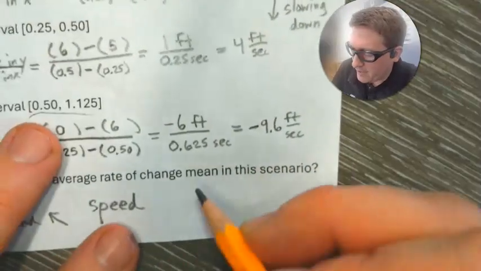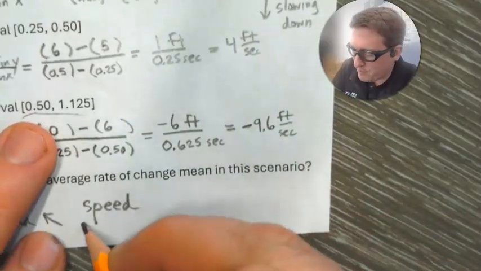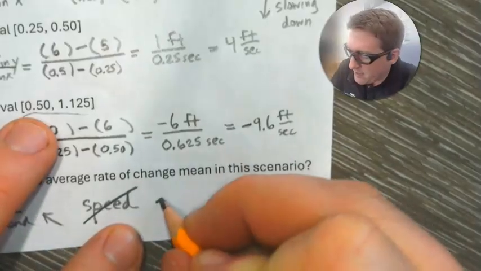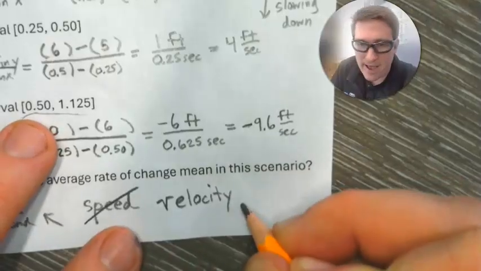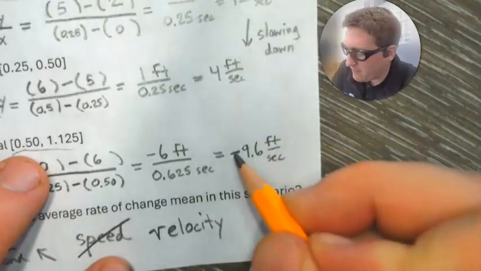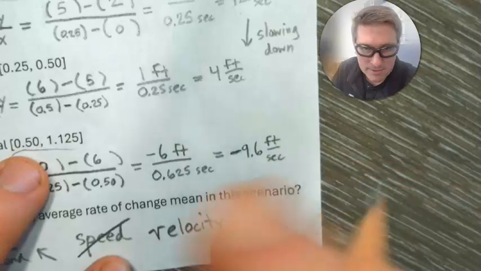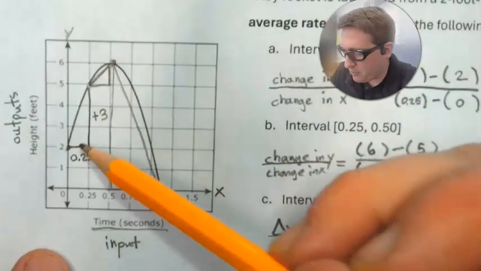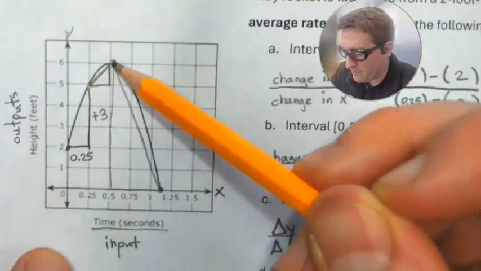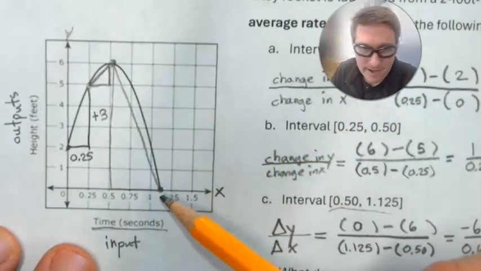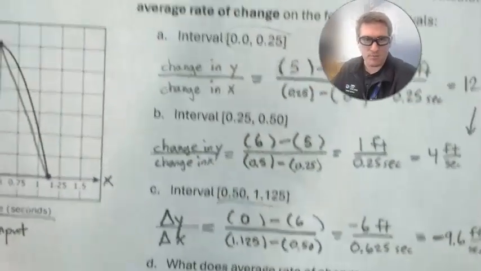Well, you'll learn in physics class that speed's not exactly the correct answer. It's called velocity. And velocity is how fast you're going, and if you have a negative, it just means you're going in the opposite direction. So in this example, my projectile goes up. It goes up fast. It slows down. And then it goes down really fast. So that is what this problem is all about.